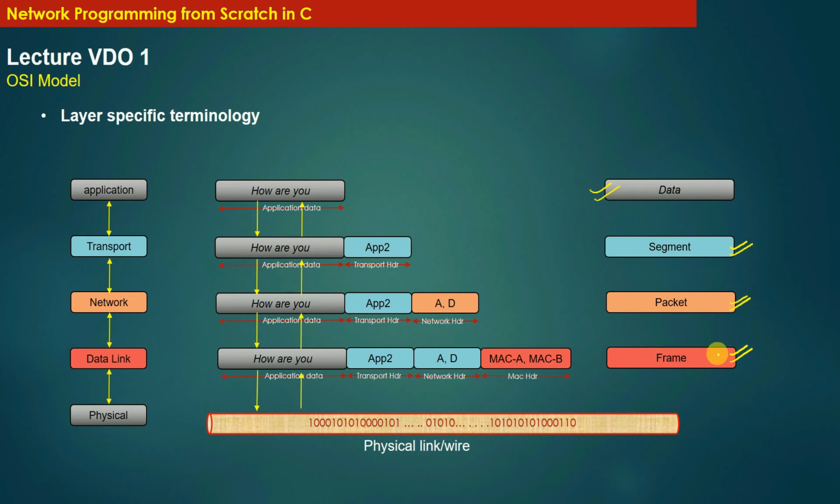If somebody tells you a frame, it means that he is talking about the data link layer. If somebody is talking about a segment, he is talking about the transport layer. And eventually, when the data is placed on the wire, we just refer to that data as bits. Right? So I hope the terminology is very much clear.